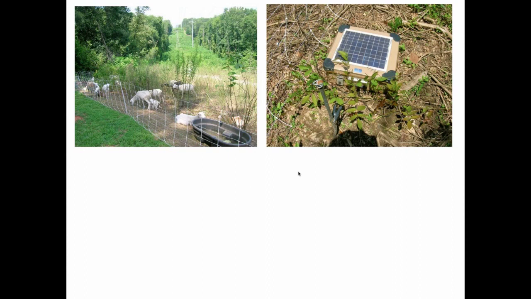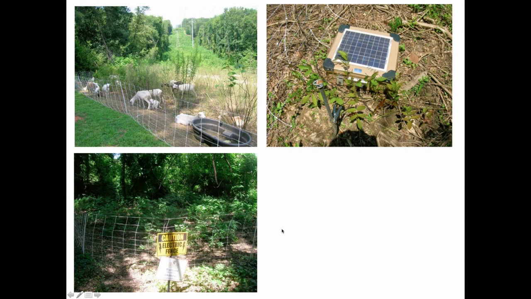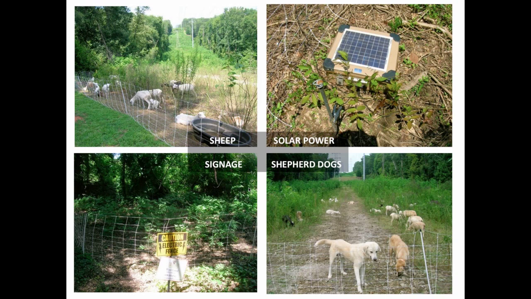And then the fourth component here are the shepherd dogs, and there's two types of dogs. And again, this is where having a shepherd with a lot of knowledge about animals comes into play, because the dogs have to be trained to do what they do. And so there's two kinds of dogs that work with the sheep. There are the dogs that move them around, and then there are the dogs that guard them. And in this picture, you're seeing the two. They're Anatolian shepherds from Turkey.